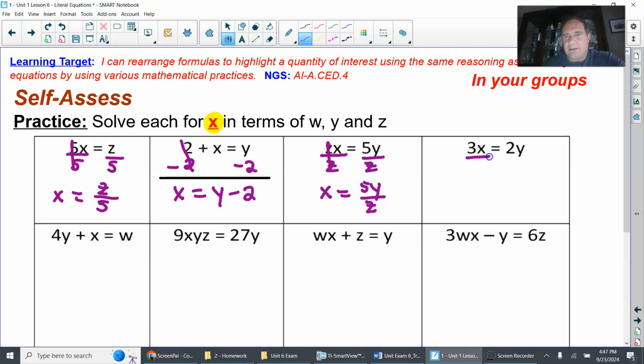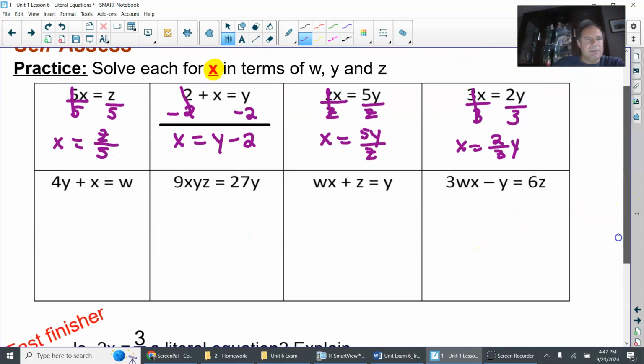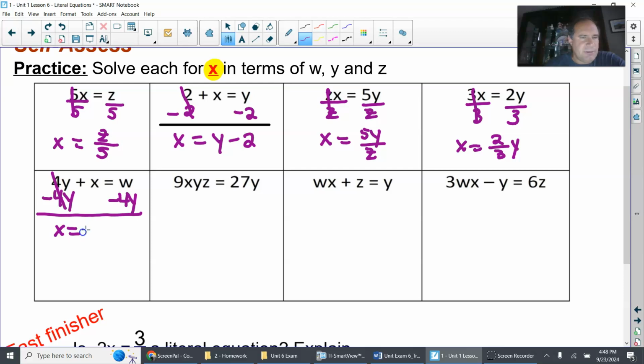This one, again, you're just going to solve for x by dividing by 3 on both sides. You have x equals 2 over 3 y. So we're solving for x here, so that means we're going to minus 4y, minus 4y. This cancels. You're going to have x equals w minus 4y.